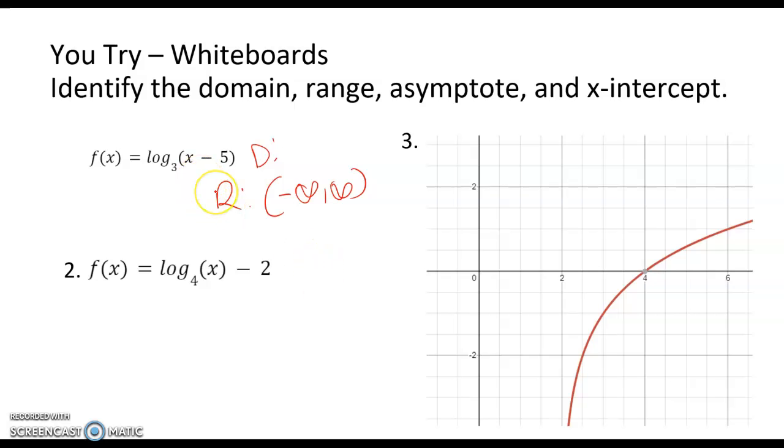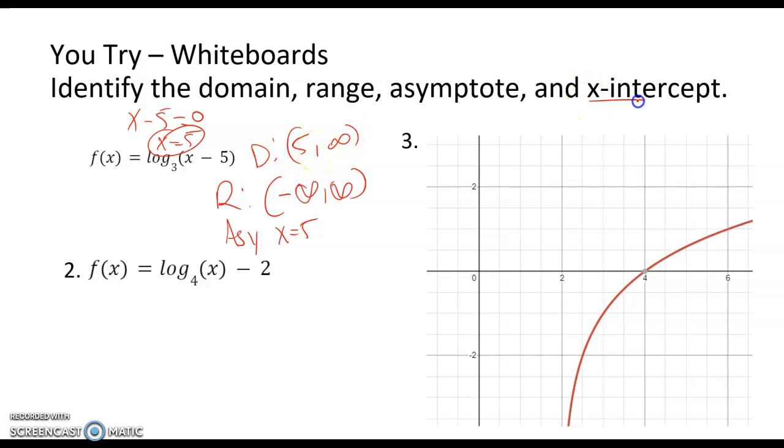My asymptote is, the way I'm going to do this, remember that my argument has to be greater than 0. The reason it has to be greater than 0 is because at 0, we hit our asymptote. So I'm going to set my argument equal to 0 and solve it. So this is going to be x minus 5 equals 0. This becomes x equals 5. That is my asymptote. My asymptote is at x equals 5 because I can't go lower than that. It's the lowest I can go, which means that our domain is also going to be 5 to infinity.